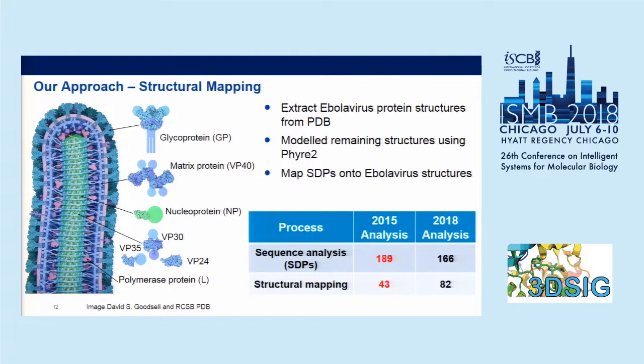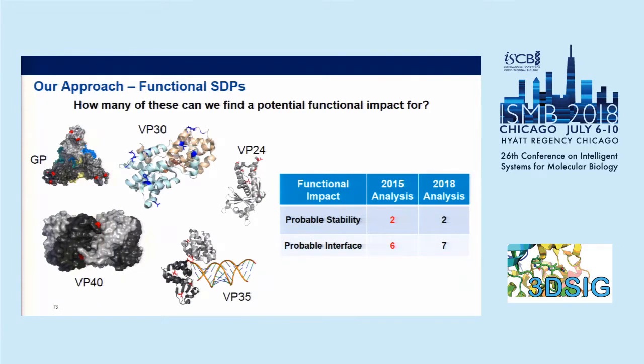So for how many of our SDPs could we actually find a likely functional impact? And the answer was relatively few. In 2015, we had 8 that we thought would be having a likely functional impact on the proteins. And in 2018, we have 9, including all of the original 8, plus 1 more. So 2 of these we think are having likely stability effects on the proteins, and 7 of these we think are affecting interfaces with other proteins.